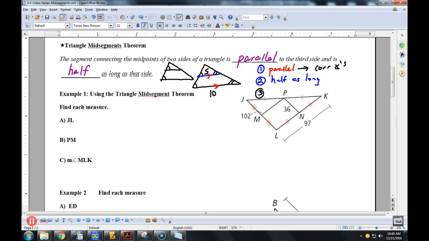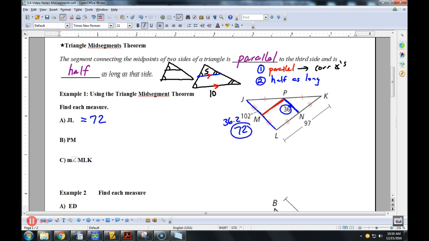So find the measure of JL. So I'm looking at my diagram here, and I'm going to just get rid of this 3 because it's kind of in my way. So I need to figure out how long JL is. Well, JL is this side right here. And if I want to know how long JL is, I need to find the midsegment that's parallel to him. So the midsegment parallel to JL would be PN. And since PN is 36, that should be half. So if I do 36 times 2, that comes out to be 72. So JL is 72.